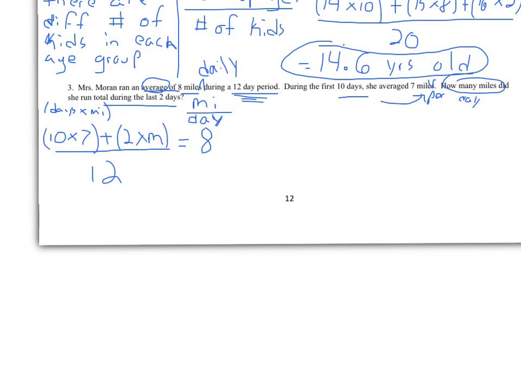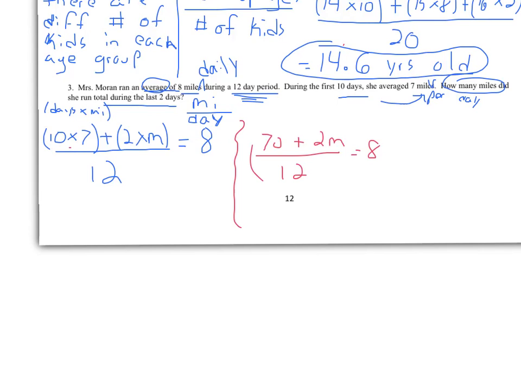So we can do 10 times 7, so I'm going to do a squiggly line. 10 times 7 is 70, plus, what's 2 times m? Well, 2m, over 12 is equal to 8. Okay. Now, the entire side with the variable, right? The variable's on the left. The entire left side is all being divided by 12.